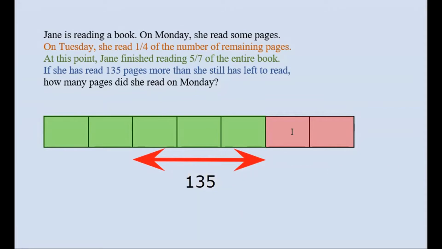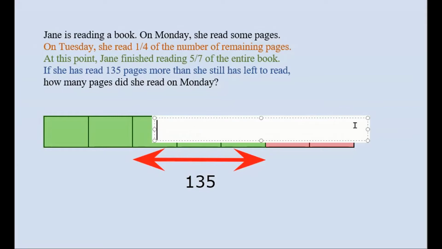Again, the red pieces she needs to read, the green pieces she has already read. What's the difference? She has read 3 additional green pieces as compared to what she needs to read. So those 3 green rectangles must represent 135 pages. And if you take 135 and divide it by 3, each cell must represent 45 pages. This fact is going to come in handy. So this is 45.